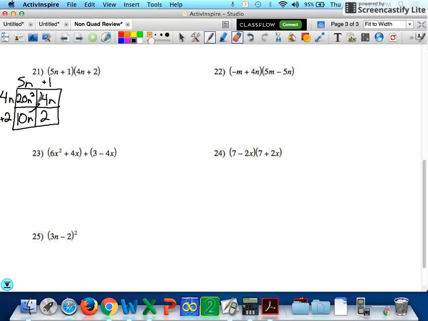Notice, a lot of times it'll work out that our diagonals have our like terms. Not always, but most of the time. When it does, you can go ahead and combine them when you write your answer. 20n squared plus 14n, that came from 10n and 4n. Make sure they're like terms though. Some of these other ones, it won't work that way, okay? Plus 2. Again, this 14n came because we had 10n plus 4n. Okay, so it became 14n.